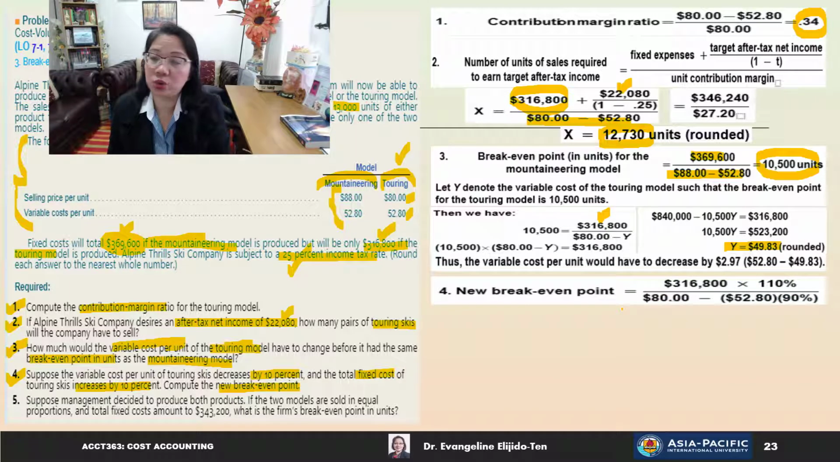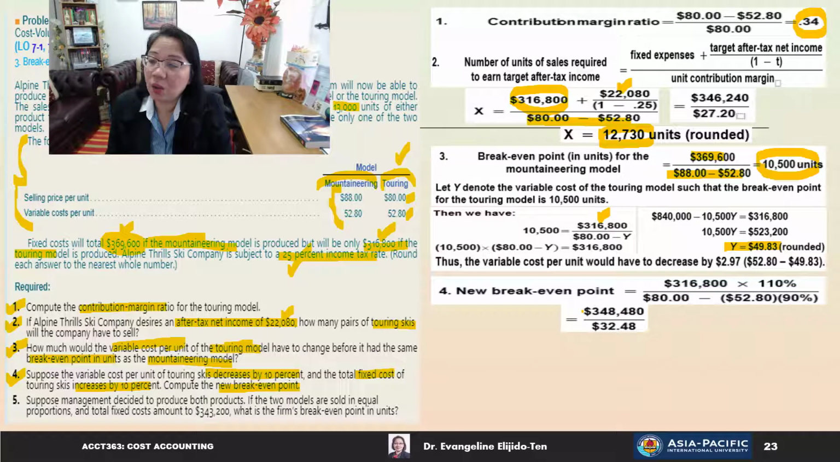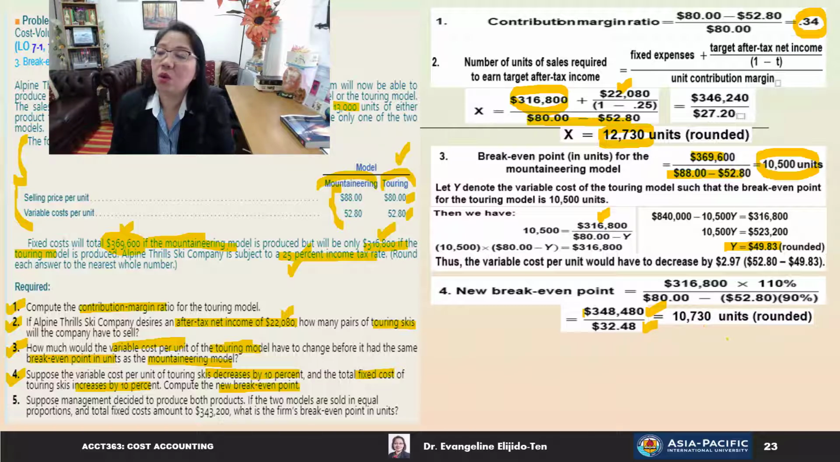What about the new UCM? The selling price will still be the same, 80, but the variable cost will decrease by 10%. So 52.80 multiplied by 90%, it will decrease by 10%. So our new fixed cost will be 348,480, and our new UCM will be 32.48. Therefore, we'll need to have 10,730 units rounded to break even.